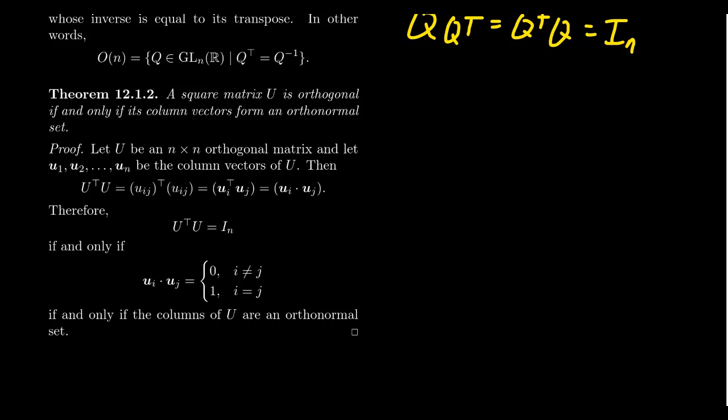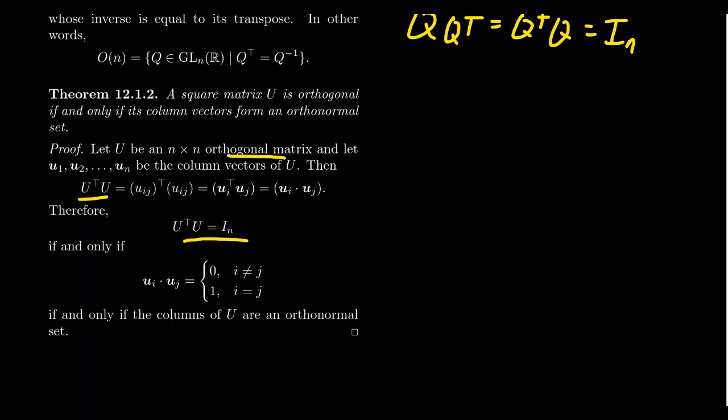This is an if and only if statement, so we have two directions to go. First, suppose that U is an orthogonal matrix. That means its transpose is equal to its inverse, okay? Now consider the column vectors of U. We'll call the first column U1, the second one U2, all the way up to Un. I guess I should be calling it U, not Q, but whatever. Because the transpose is its inverse, we have that U transpose U is going to equal the identity, right?